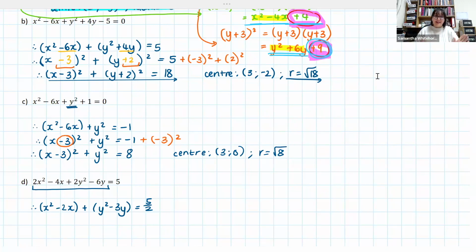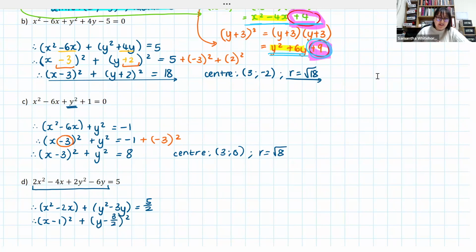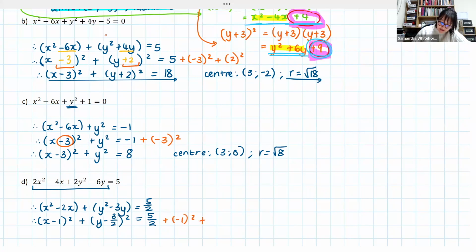Okay. So yes, now that I've divided everything by 2 correctly, complete the square. So x minus 1 squared plus y minus 3 over 2 squared. Okay, so fractions, I'm not really enjoying that life, but it's fine. We can deal with it. And now remember to add what you've added. You're adding a -1 squared, and you are adding a -3 over 2 squared.